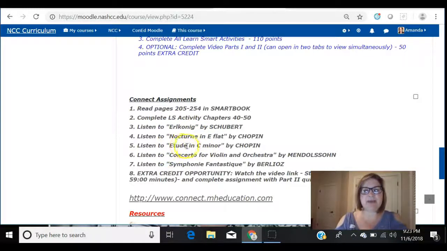This is an etude. And we say concerto here. And this is the French word for symphony. It's a spelling in French, Symphonie Fantastique by Berlioz. And this is a really important piece of music for this time period.